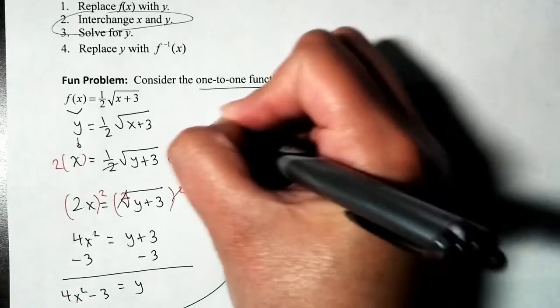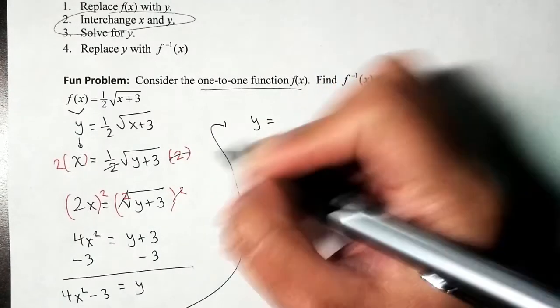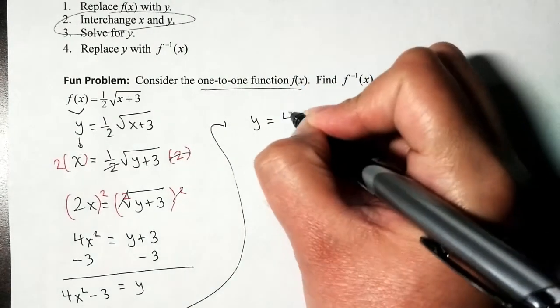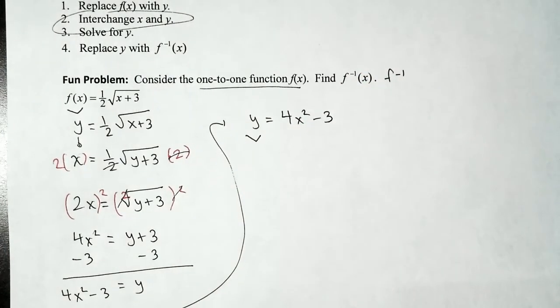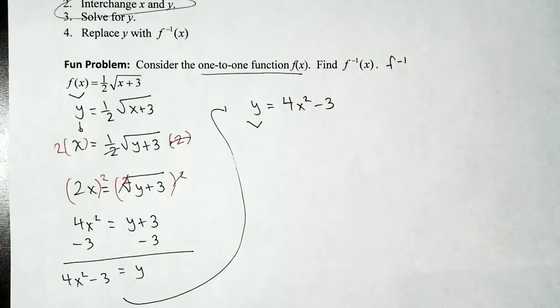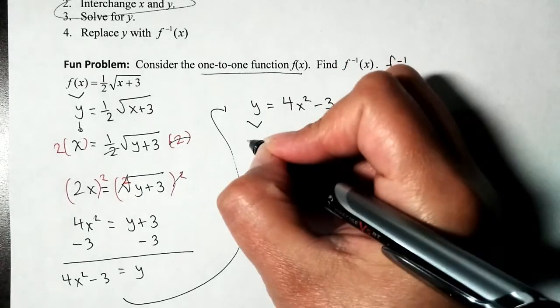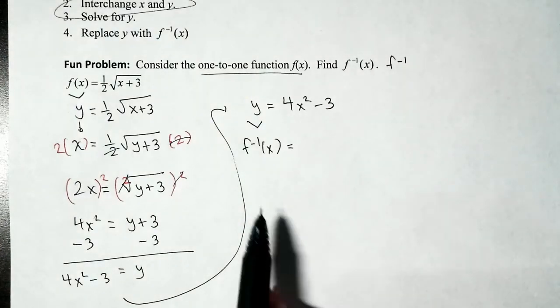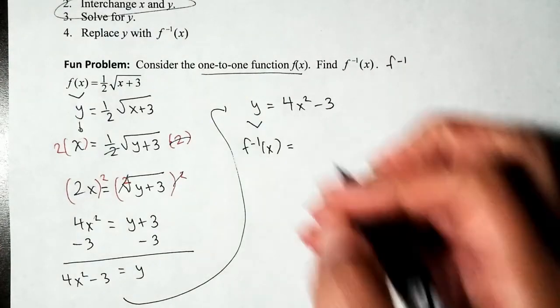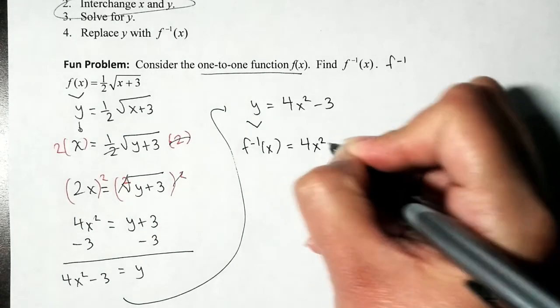I'm out of space, so let me write this over. I'm going to switch the y to the other side. So y equals 4x squared minus 3, but if we leave it as y equals, no one will know that this is the equation of the inverse. So we have to use the proper notation. f inverse, sorry for that really long one, f inverse equals 4x squared minus 3.